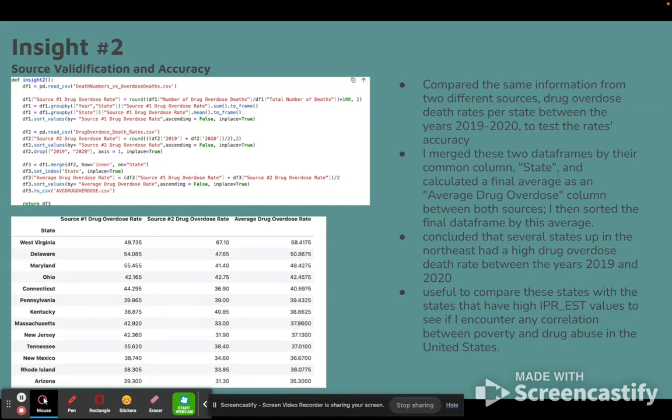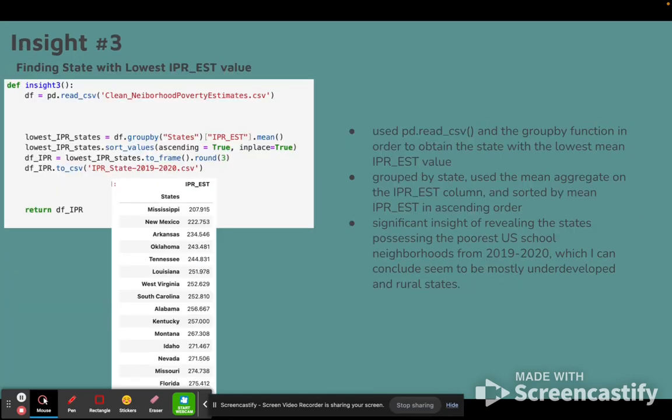From this, I can conclude several states up in the Northeast had a high drug overdose death rate between 2019 and 2020. This insight will be useful to me to compare these states with the states that have a high IPR value to see if I find any correlation between poverty and drug abuse in the US.